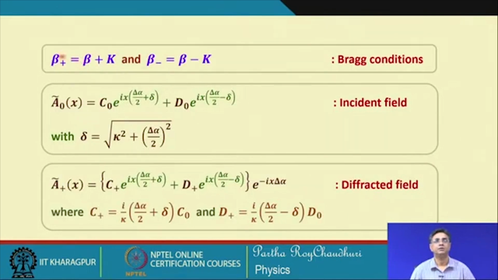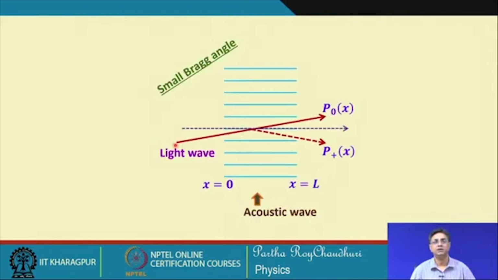We also remember that this beta plus for the plus order diffraction was given by beta plus equal to beta plus k, beta minus. We will try to look at this vectorially also. We will try to understand why it happens, because you have a propagation vector which is directed in this way, but finally after diffraction this propagation vector of the light wave is in this direction. So, there has been a change in the propagation vector z component as well, which is the effect of this.